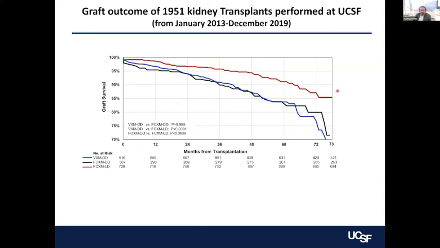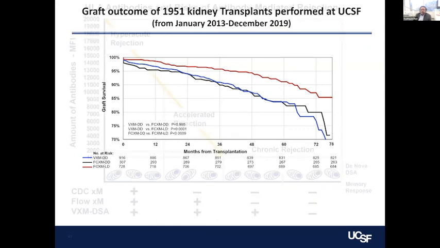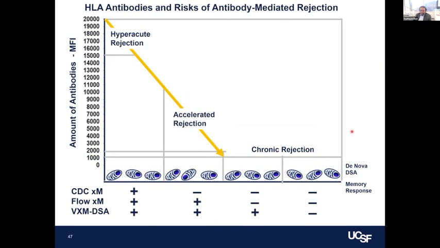The red line is the living donor kidney transplants. Of course, that has a lot of advantages because of more matches, less cold ischemic time, the age of the donors is low, and the diabetes rate is low. So it has a lot of advantages, so it stands alone. So in the bottom line, in the end, this is the summary slide.